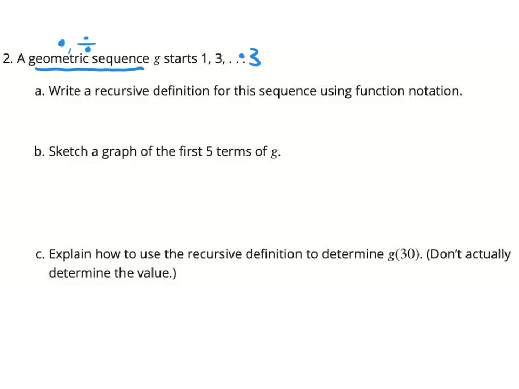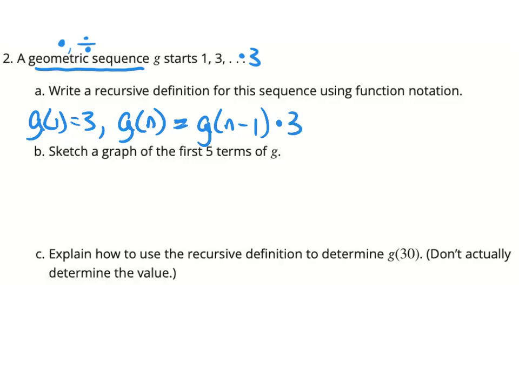So now, our recursive definition, a of 1 equals 3. G of any term in the sequence equals the previous term. Oh, this is supposed to be a G. I'm sorry. This is supposed to be a G, people. Times the change for n greater than or equal to 2.